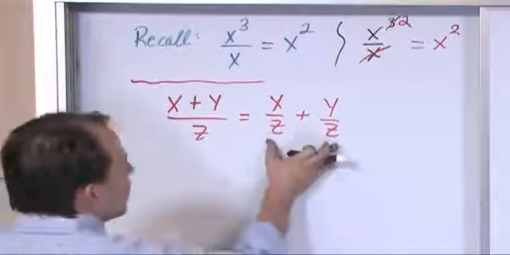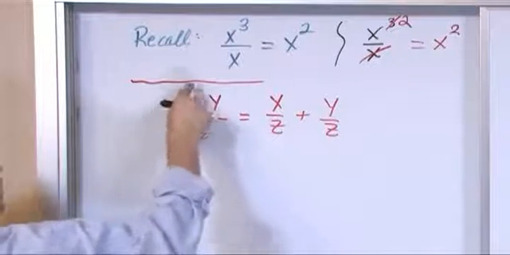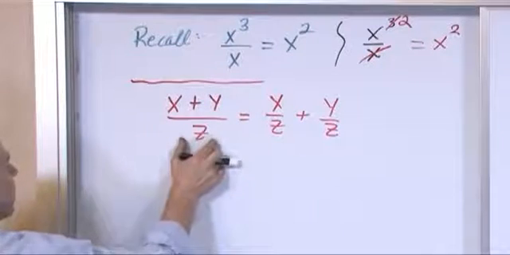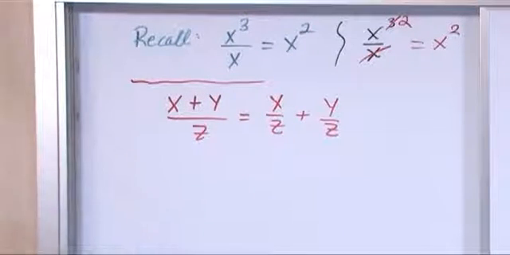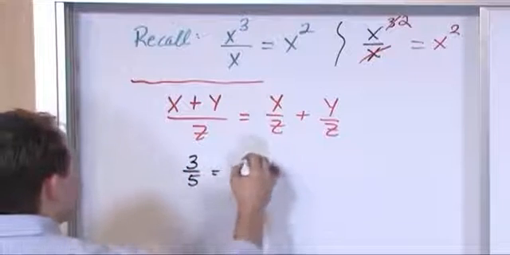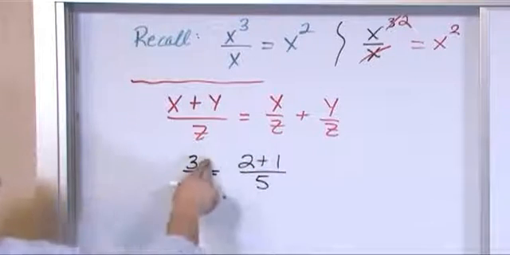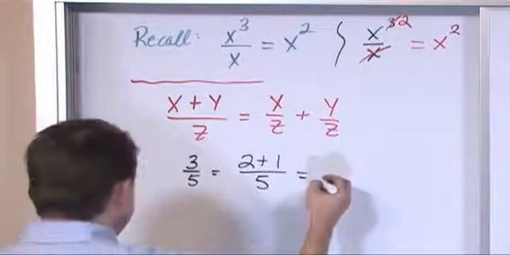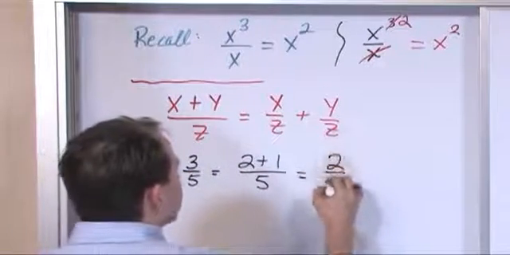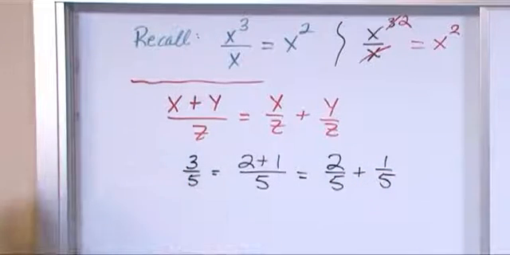If you're given the separate fractions, you know how to add them together. If you see something where you have something plus something on top and then something on the bottom, you can bust them apart. And this applies to numbers as well. If you have 3/5, let's say, you can write that as 2 plus 1 over 5, because 2 plus 1 is 3. So you can write that as 2/5 plus 1/5. Going backwards may seem a little strange to you, like how did he do that? But think about it.